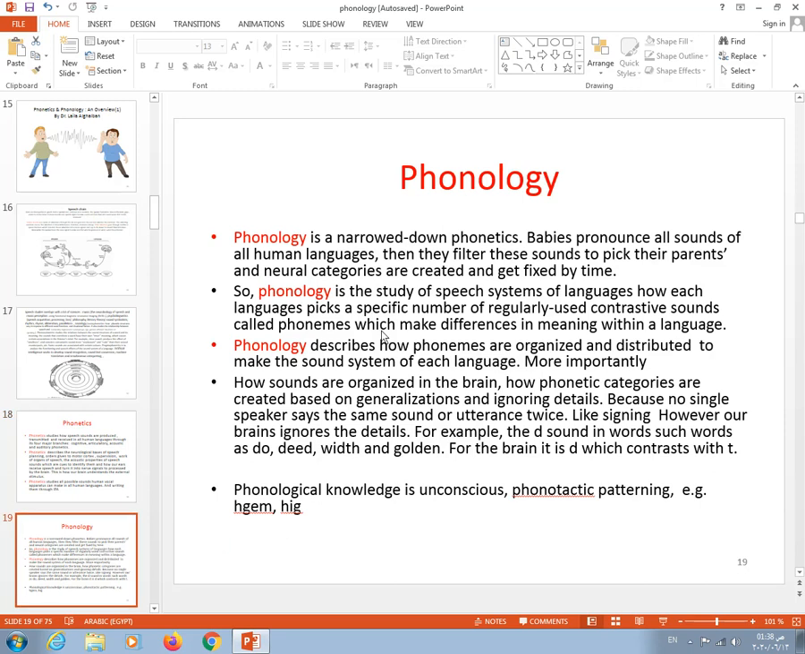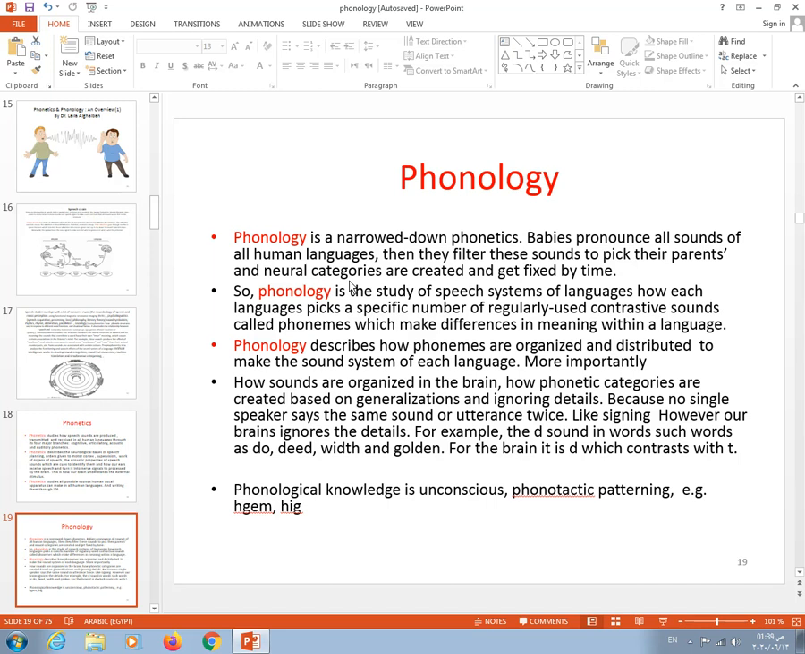Then we move to another area, which is phonology. We have to say that both phonetics and phonology are working basically on phone, which is sound. So they are interrelated, as we're going to see, and we shouldn't divide them sharply, because it's so difficult to single them out, as we're going to see later on. Phonology is a narrowed-down phonetics.